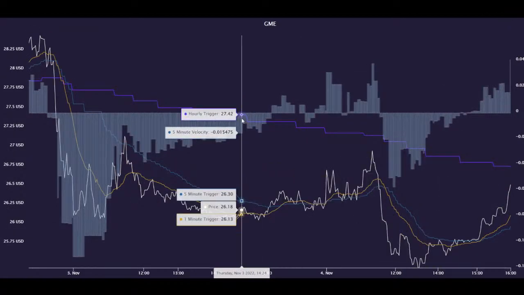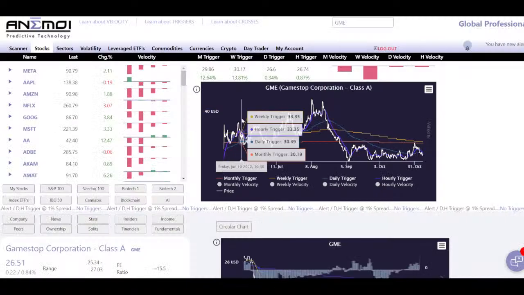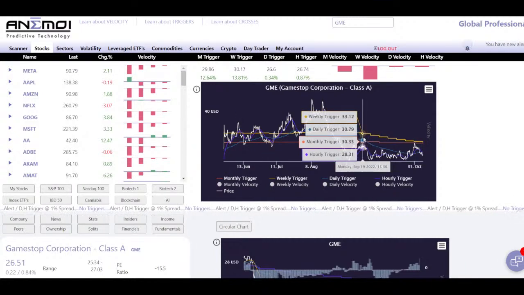But the way Nimoy works is that everything works the exact same with all the triggers on all the time frames, whether it's a 1 minute trigger, 5 minute trigger, hourly trigger, daily trigger, weekly trigger, monthly trigger. All the rules are the same. The stronger the velocity, the stronger the trigger will act as support or resistance.